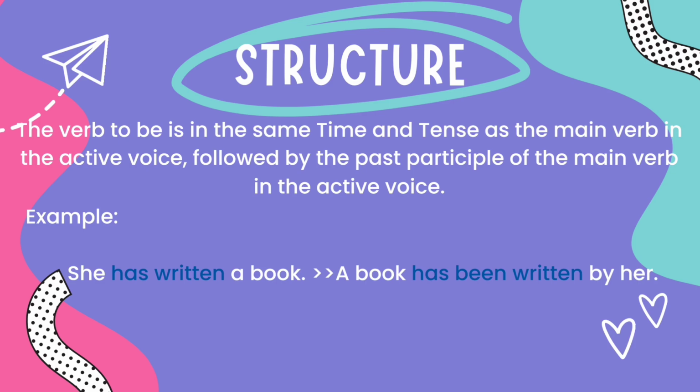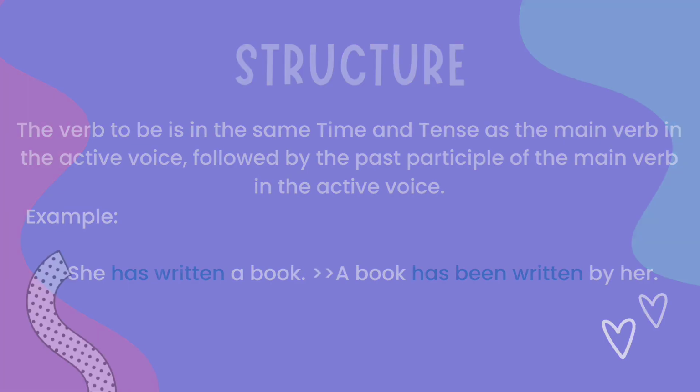Example: she has written a book. In this sentence, the main verb is has written, which is in the present perfect. To convert this sentence to passive voice, we follow the following steps. The verb to be is used in the same tense and form as the main verb in the active voice. In this case, the verb to be in the present perfect is has been. Then we use the past participle of the main verb in the active voice, which in this case is written. The passive sentence will be: a book has been written by her.